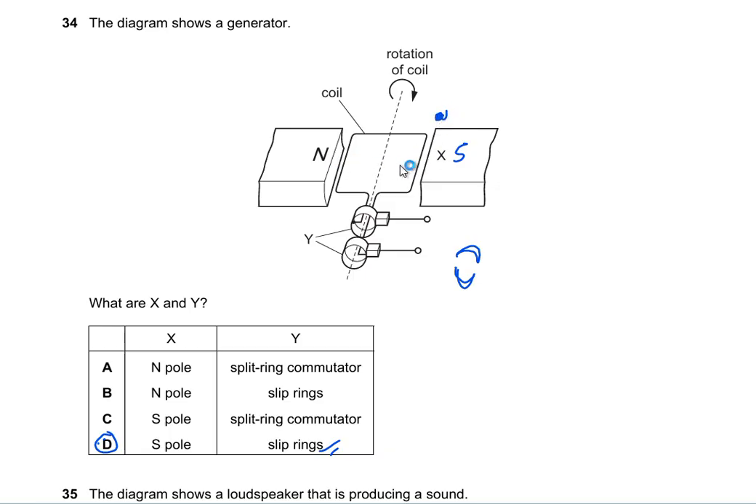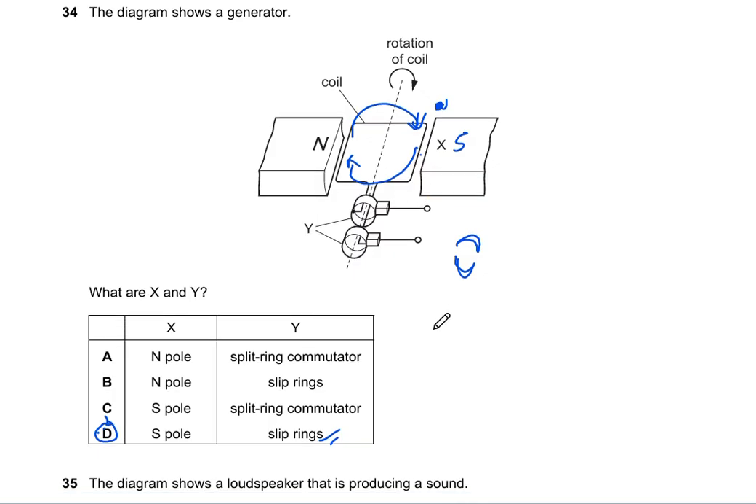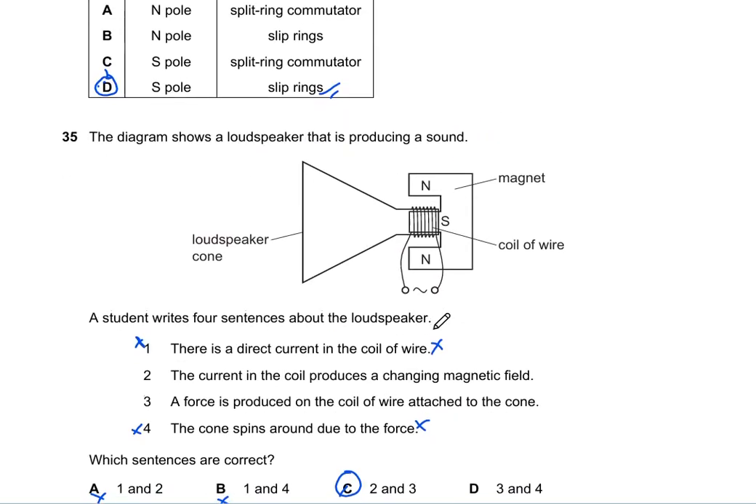North pole repulsion, south pole attraction, it moves. Then again, south pole repulsion, north pole attraction, moves again. So it keeps moving. So it's south pole. With a north pole, it would get stuck in a certain position, right? So it won't work like that.